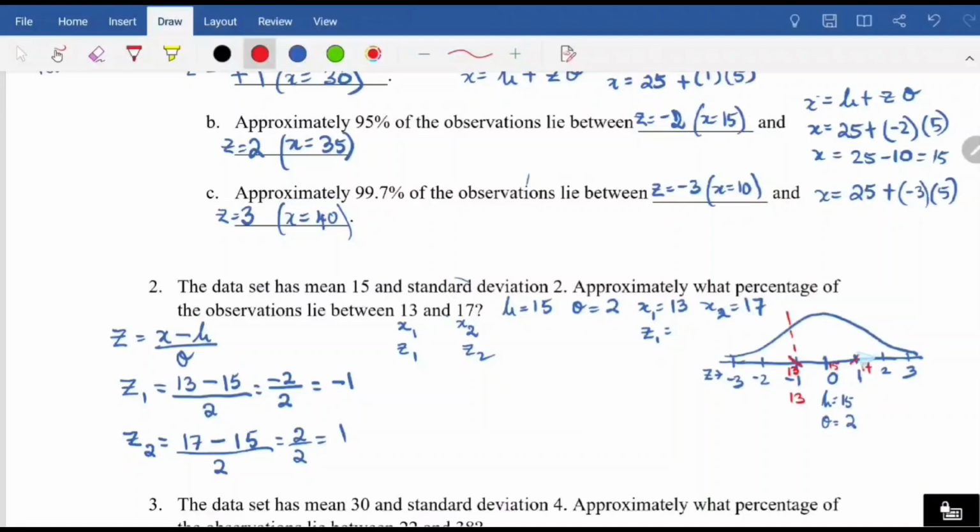And recall the empirical rule. What percentage of values or observations are found between -1 and +1? 68%, correct? We just have to remember these percentages. So the answer is going to be 68% of observations lie between 13 and 17, which corresponds to z values of -1 and +1, right?